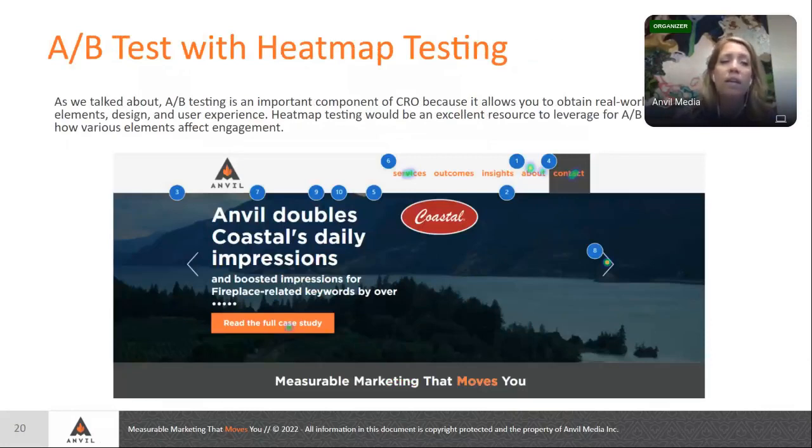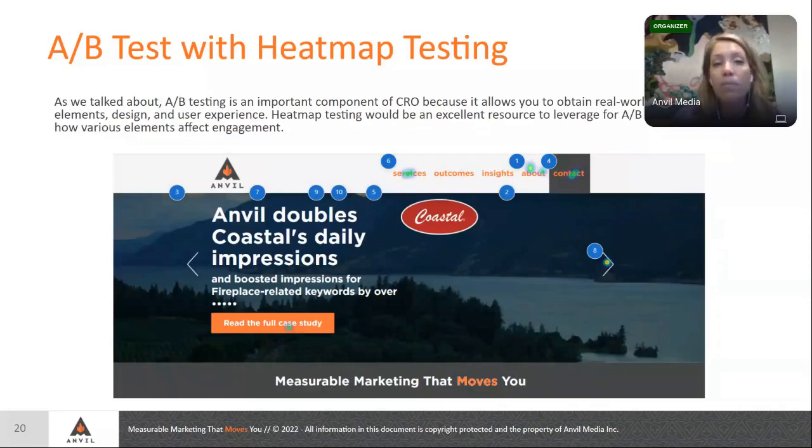And then we can also use heat map testing for A/B testing purposes as well. Because heat map testing allows you to get that real world data about how your website design impacts user engagement, how the user experience functions, heat map testing is an excellent resource to leverage for A/B testing. You can really use it to get a solid understanding of how different website layouts, designs, functions, how that all impacts user experience or user engagements in the long run.